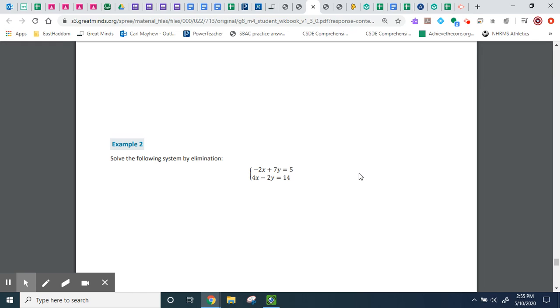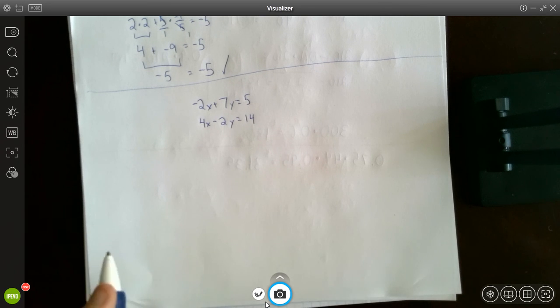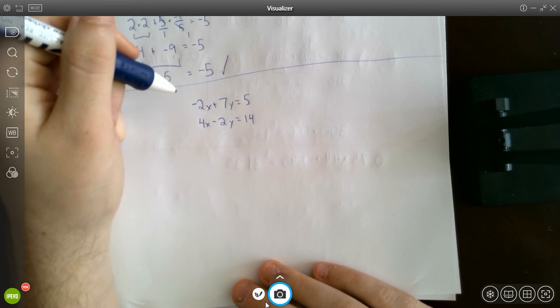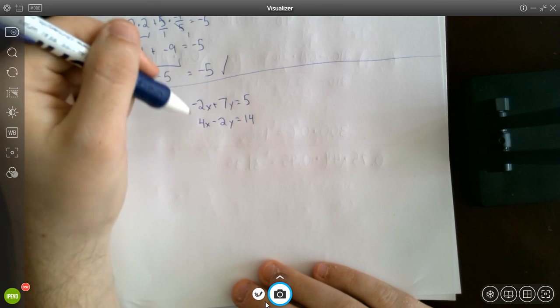Example 2, it's not going to be as easy to find something that eliminates this time, but we can manipulate one or both of the equations so that we can get to something that will cancel out. So I'm going to write these two equations here. We got negative 2x plus 7y equals 5, and we have 4x minus 2y equals 14. So if we're looking at those two equations there, can we multiply the top equation by anything so that our x's will cancel out?